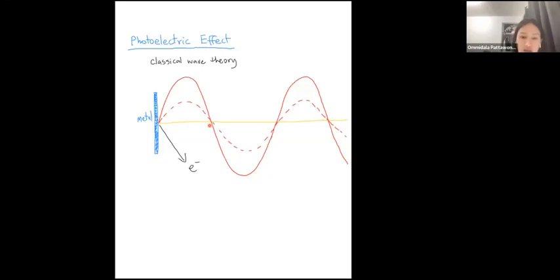He incorporated the idea that Planck had postulated in his treatment of black body radiation, and applied it to the photoelectric effect. He proposed that the light striking the metal surface should not be viewed as a wave, but instead as a stream of particles, which we call photons. The energy of the photon depends on its frequency according to this Planck formula right here.